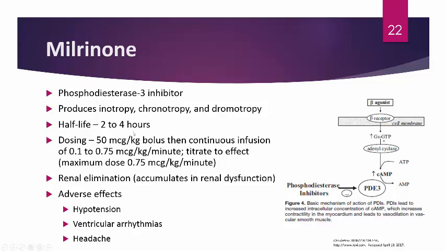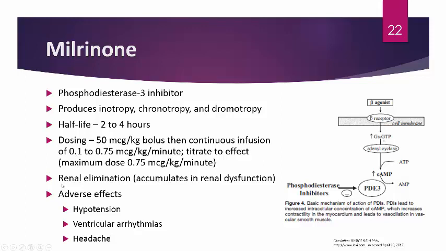As a result of its long half-life, we actually give a bolus dose of this medication followed by a continuous infusion. So a 50 microgram per kilo bolus is given, then a continuous infusion of anywhere from 0.1 to 0.75 mics per kilo per minute is given. And you can titrate to effect with this medication.